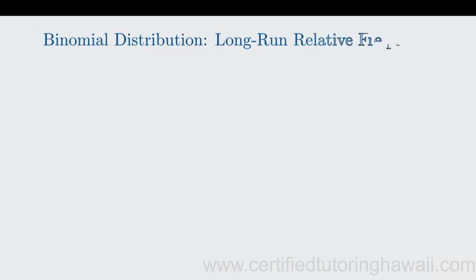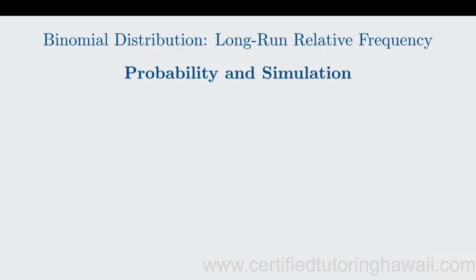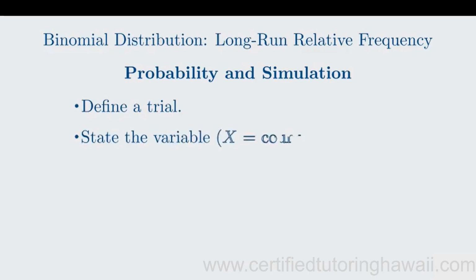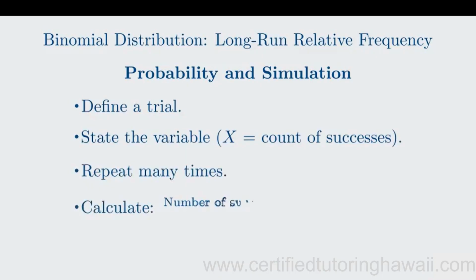To wrap up our look at the binomial distribution, it's important to remember that these probabilities represent long-run relative frequencies. In a real-world setting, or on the AP exam, you might not always use a formula. Sometimes, we estimate these probabilities using a simulation. To conduct a simulation, we first define a trial, then state the variable x as the count of successes. We repeat this many times, and finally calculate the number of successes divided by total trials.